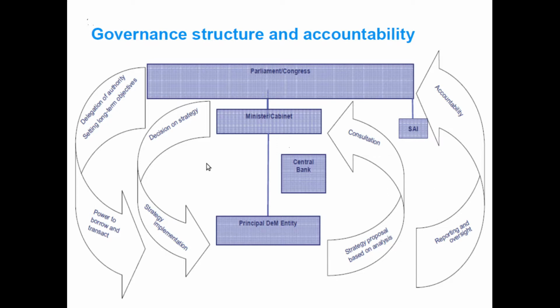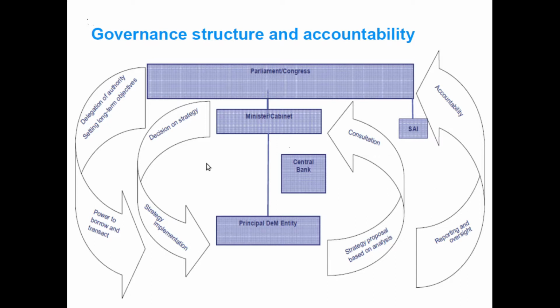Starting right at the top, the authority for borrowing on behalf of the government derives from laws, sometimes even at the level of the Constitution. So that is then passed down in some form of delegation, setting long-term objectives through to the entity that's responsible for managing public debt.